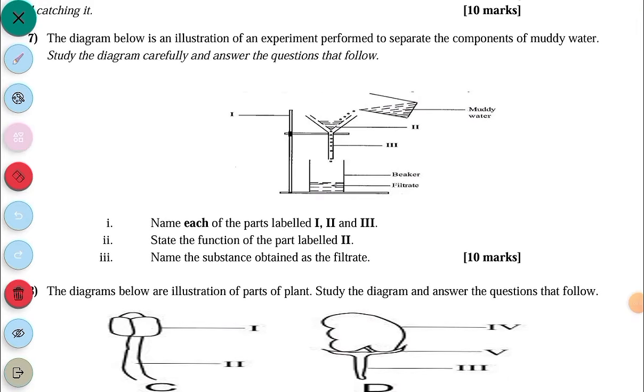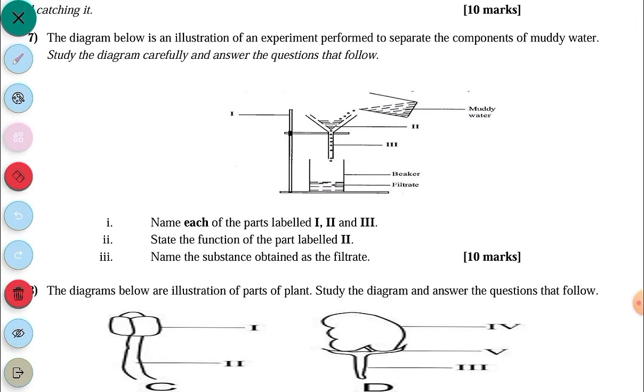For question 7, the diagram below is an illustration of an experiment performed to separate components of muddy water. So we are asked to label I to III. So I here is a retort stand. II is a filter paper. Then III is a funnel. So state the function of the filter paper. The function of the filter paper is to help separate the insoluble solid, which is the sand or soil, from the water. So it has pores in it, which drains the water into the beaker.